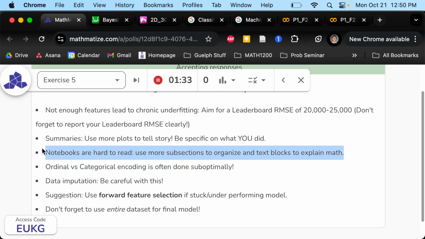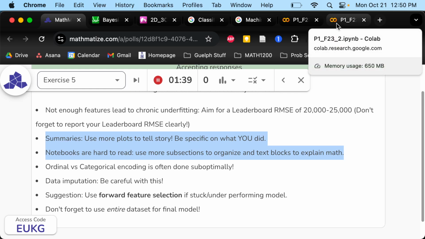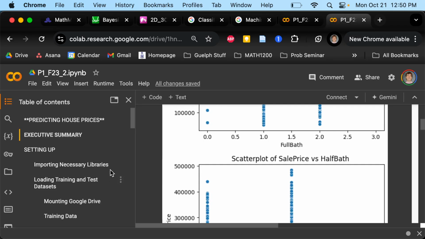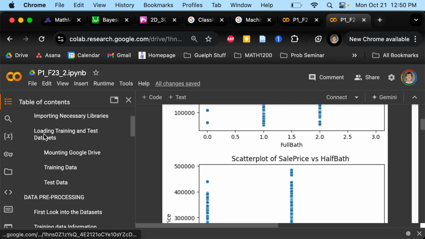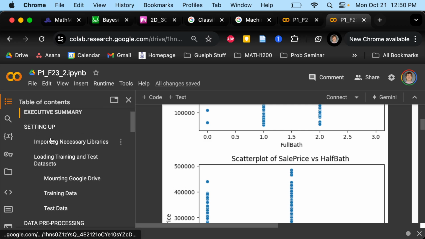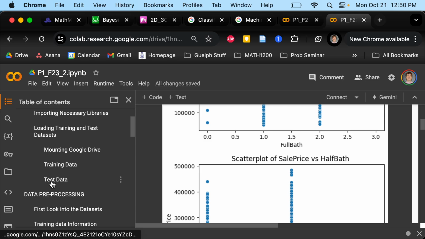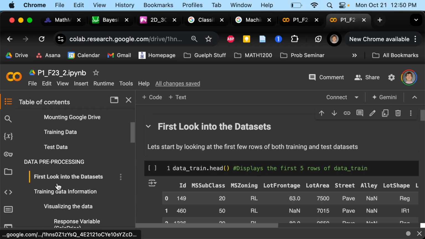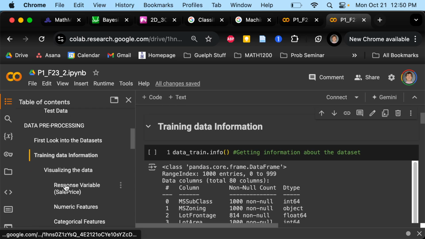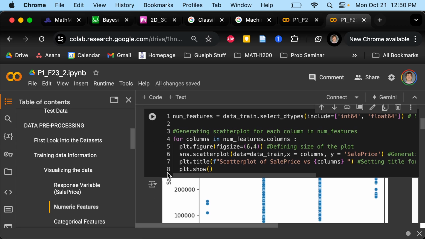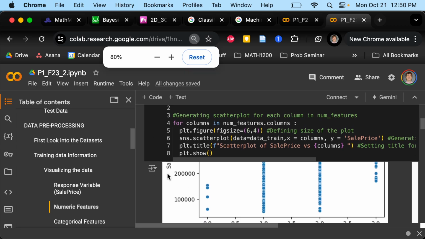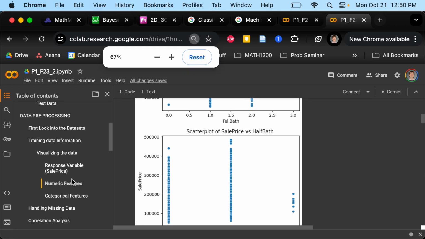There's a problem with explaining: people are not putting in enough details. I want to show you what some of the projects from last year looked like. These are projects that got good grades, and they had a really nice table of contents. If you look at the table of contents, it's so easy to read because they have these nice subsections and sub-subsections where they do everything. Here I'm looking at the data set, here I'm looking at the training data, and here are some different things I'm looking at. This is a little bit zoomed in, but hopefully you get the idea.